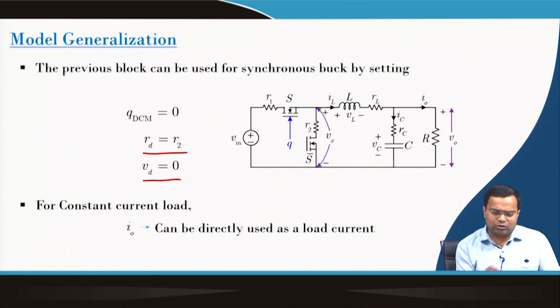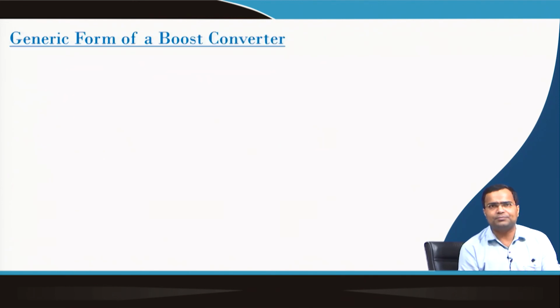So, the load current can be directly used as a load current, or it can be a resistive load, a constant current load, or a constant power load. Accordingly, the load current should be generated using a block.